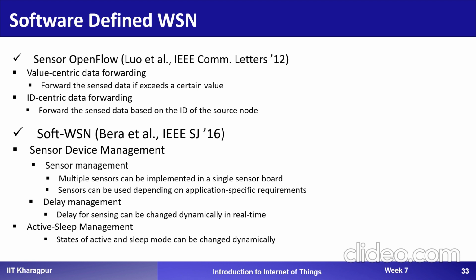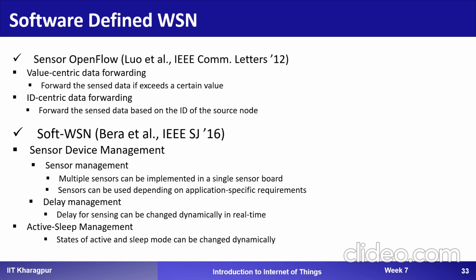Now this is a paper, that is Sensor OpenFlow, which is given by Luo et al. Here value centric data forwarding is done with the help of SDN. Two types of forwarding are done in case of Sensor OpenFlow. First one is value centric and second one is ID centric. In value centric, forward the sensed data if it exceeds a certain value, and ID centric will forward the sensed data based on the ID of the source node.